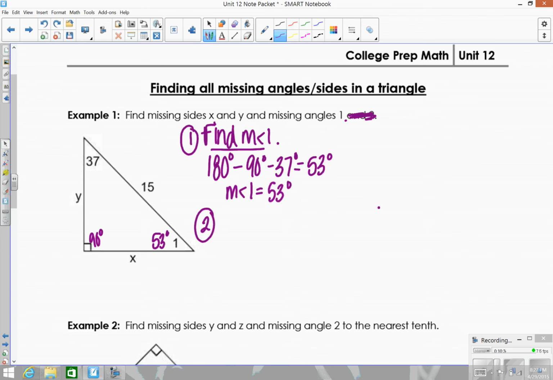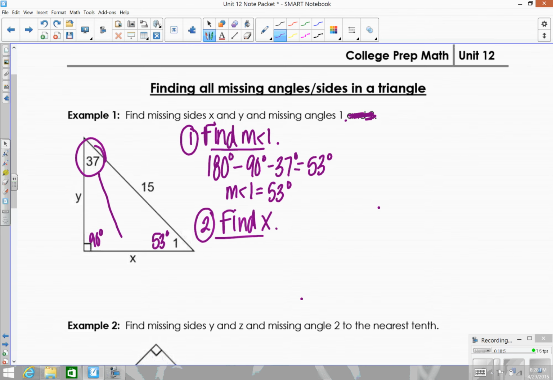So now let's look at finding one of the sides. So let's just start with x. It doesn't matter. I could have done y. So if I want to find x, that means I need to pick an angle to use. So I'm going to use angle 37. I could have used 53 if I wanted to, but I just chose 37. And I have to look at x and the 15. So I'm basically ignoring the y for right now.